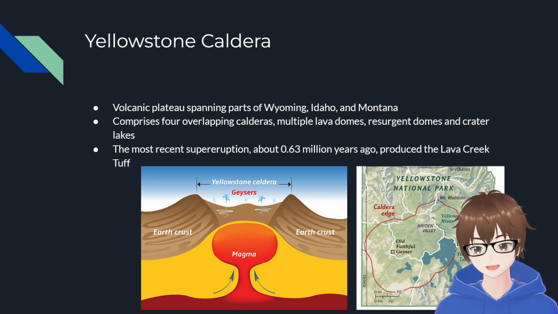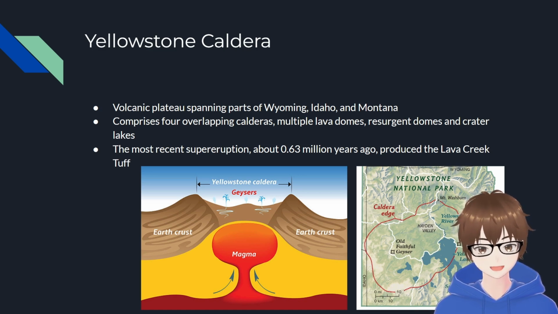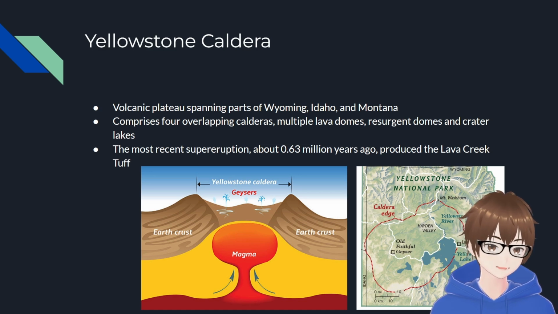So, I'm going to talk about the Yellowstone caldera because the Yellowstone supervolcano is one that very much is on my continent. So, it has a volcanic plateau spanning parts of Wyoming, Idaho, and Montana, so 3 different states, and comprises 4 overlapping calderas and multiple lava domes, resurgent domes, and crater lakes. So, even though it is considered like one volcano, there are multiple overlapping ones that combine to this Yellowstone volcano.